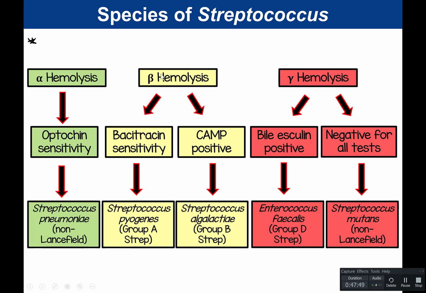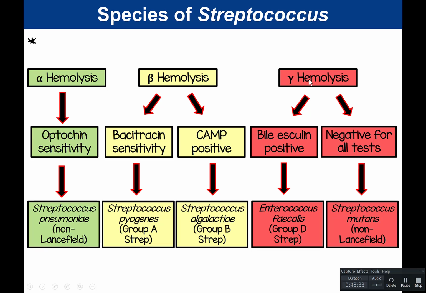If the organism is beta hemolytic, then the next step is to look at whether it is sensitive to bacitracin or CAMP positive. If it's sensitive to bacitracin, you're looking at Streptococcus pyogenes, group A strep. If it is CAMP positive, you're looking at Strep agalactiae, which is group B strep. If it is gamma hemolytic, so it does not break down the red blood cells, the red blood cells are still red, which is why this is color-coded red, then you would look for the bile esculin test. If it is bile esculin positive, you're looking at Enterococcus faecalis, which is your group D strep.